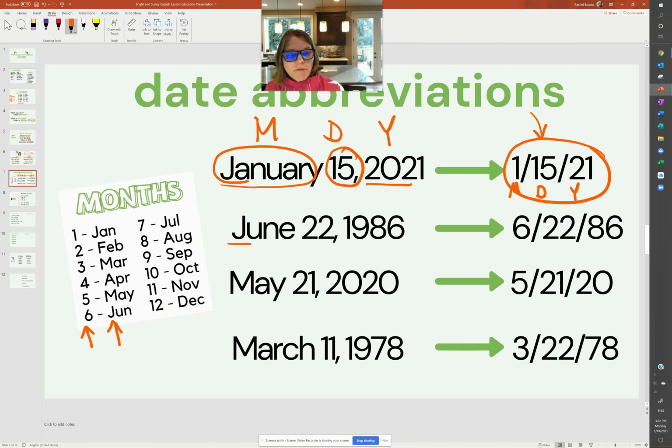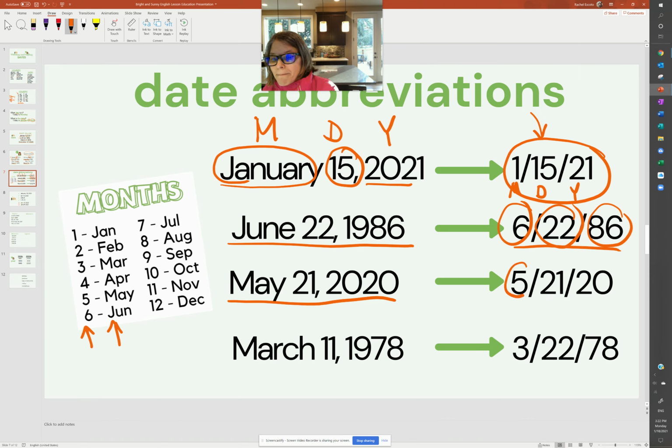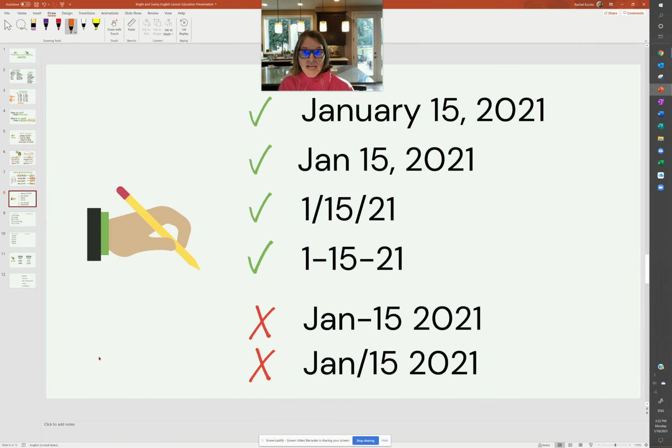So for this one, we would write the long way, but if we write the abbreviation, when we say it, we say June 22nd, 1986. For this one, we would say May 21st, 2020. And for this one, we would say March, why are my dates wrong? March 11th, 1978.